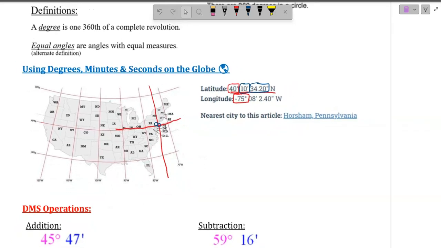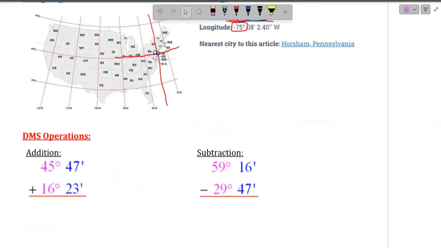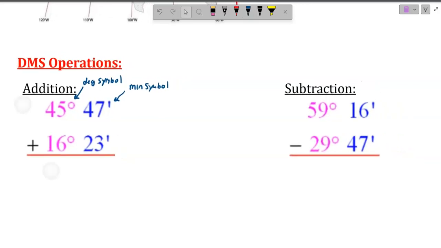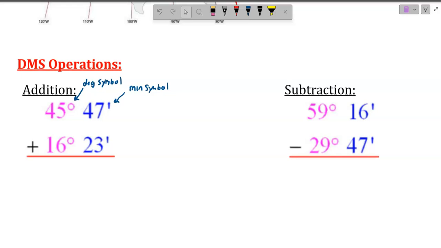Now, as I mentioned, in this course we're going to keep things simple and just leave it to degrees and minutes. And just to point out, we know what the degree symbol looks like. That's what this is. And then this symbol right here, the single dash there in the superscript, is going to be our minutes symbol. So when you're adding and subtracting in this case, quite literally, we're just adding common units together.